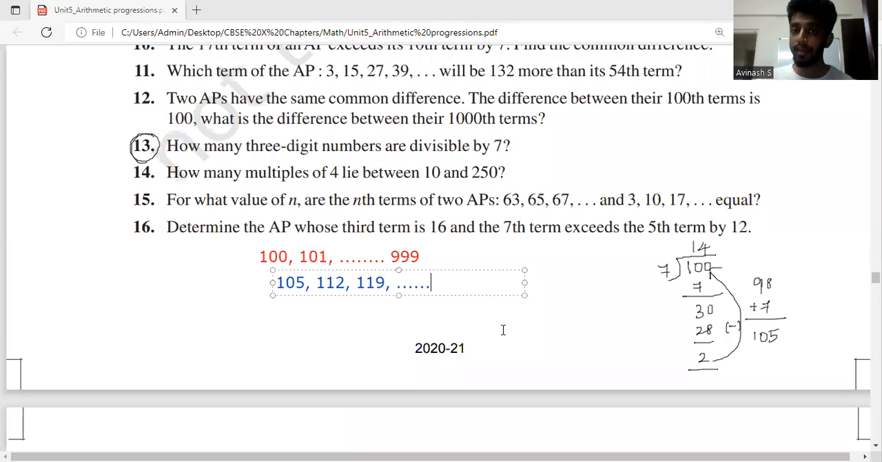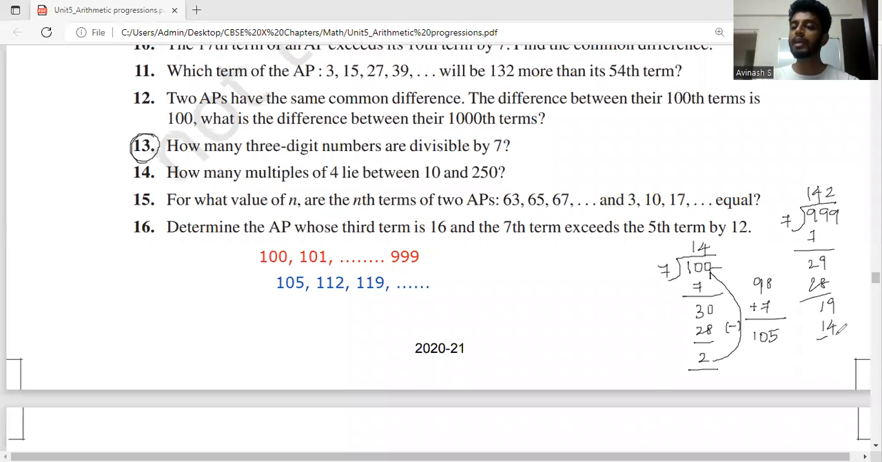Very similar to that, we need to find the last term of the AP. So how do we do it? Very similar. We take 999 and we divide it by 7. The same way I'm doing the division, as you all can see. Now we get the remainder as 5, before getting into the decimal part. Again, this 5 should be subtracted from 999. So you get 994, and that will be the last term of this AP.